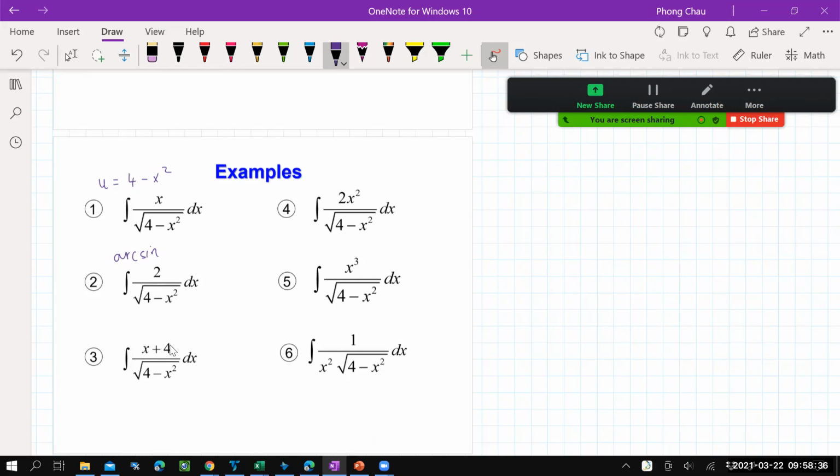you have an x, you have a 4. So one way to do it is to split this into 2 integrals, right? The first one is x over root of 4 minus x squared, and the other one is just 4 over root of 4 minus x squared. It's just splitting fractions. That way, the first integral is number 1, the second integral is number 2.